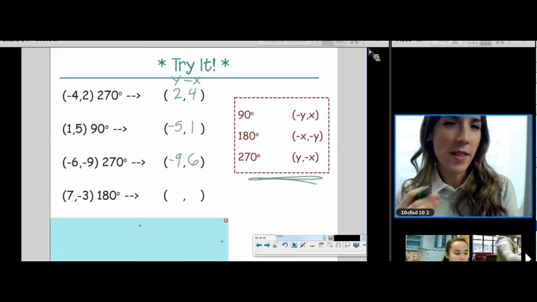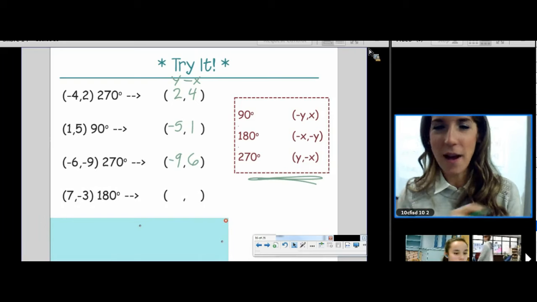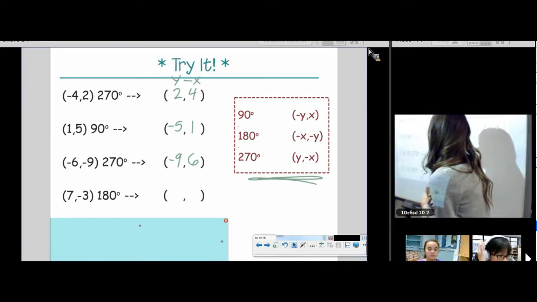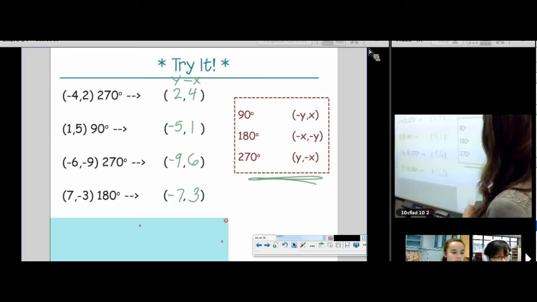Perfect. This is my favorite one, the 180, because you don't have to move anything around. Everybody stays in their spot. You just change the sign of both of the coordinates. So (-7, 3). Beautiful.